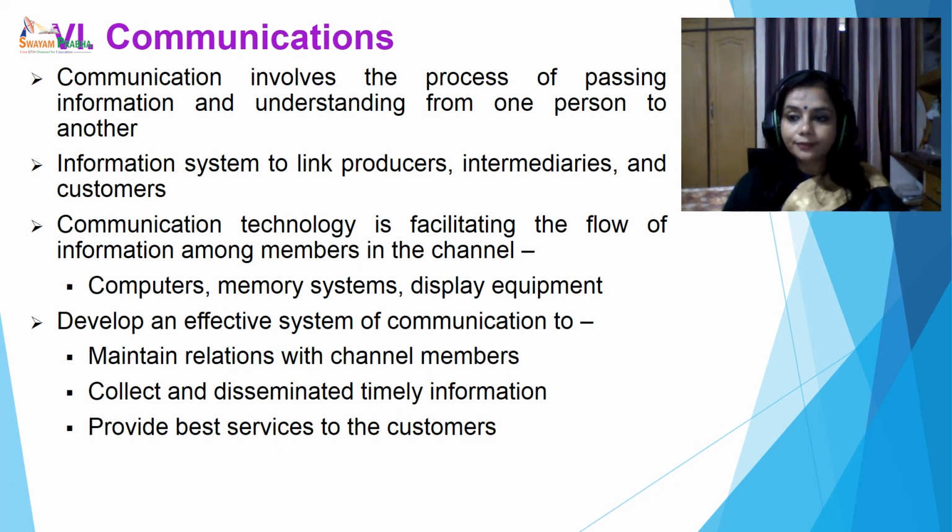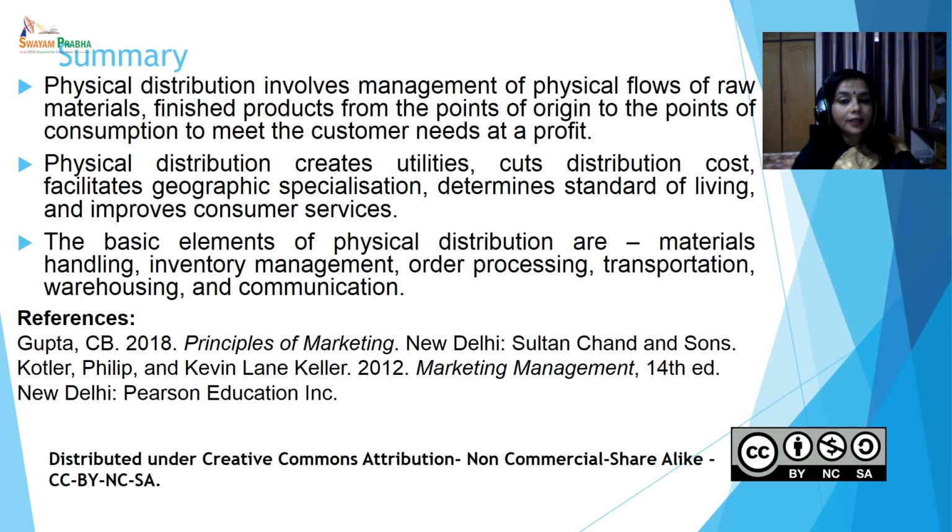So what we have learned: physical distribution involves management of the physical flow of raw material and finished products from the point of origin to the point of consumption to meet the customer need at a point. Physical distribution creates utilities, cuts distribution costs, facilitates geographic specialization, determines standard of living, and improves consumer services. The basic elements of physical distribution are material handling, inventory management, order processing, transportation, warehousing, and communication.